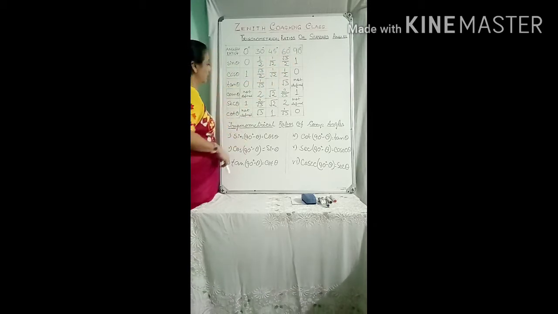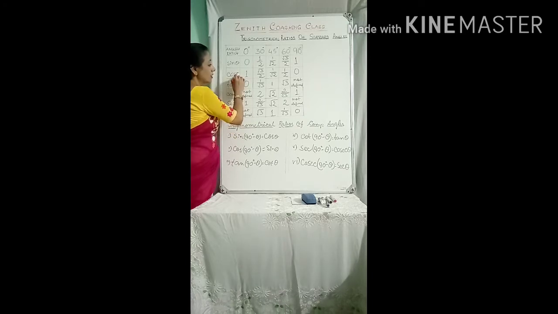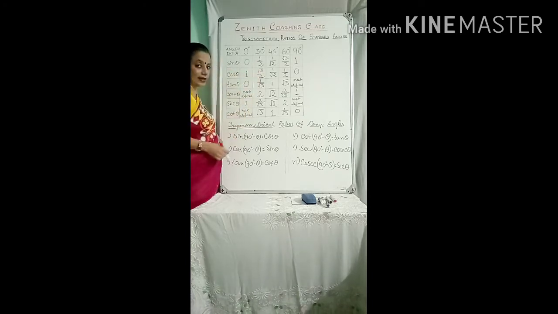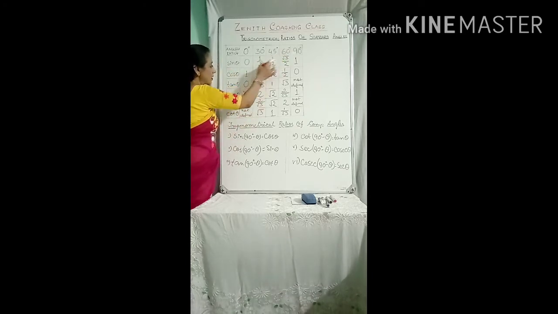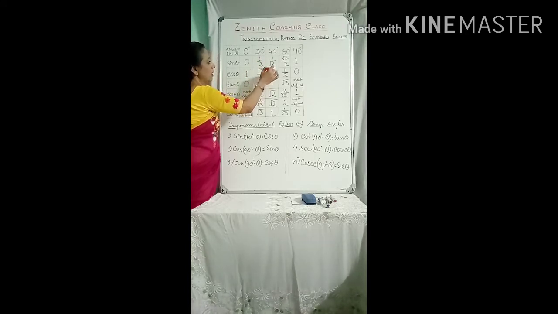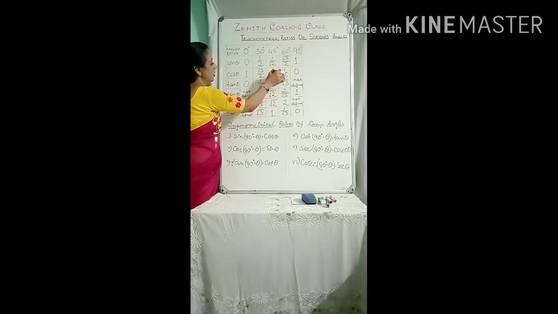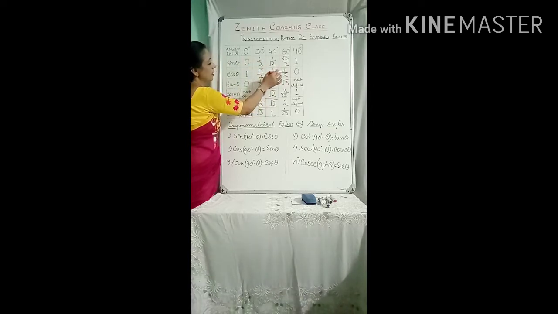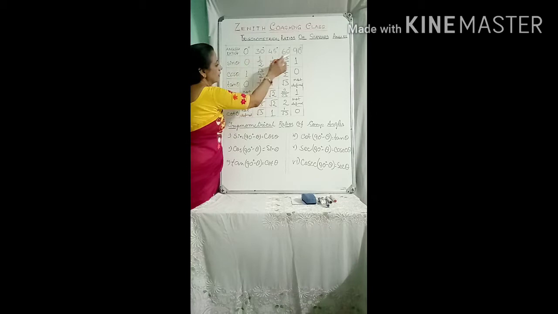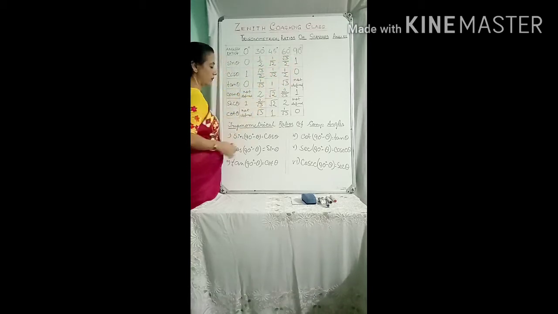You know the trick to learn it. Cos theta is just the reverse of sin theta. So cos 0 is 1. Cos 30 is root 3 by 2. Cos 45 is the same as sin 45, that is 1 by root 2. Cos 60 is 1 by 2, the same as sin 30, and cos 90 degree is 0.